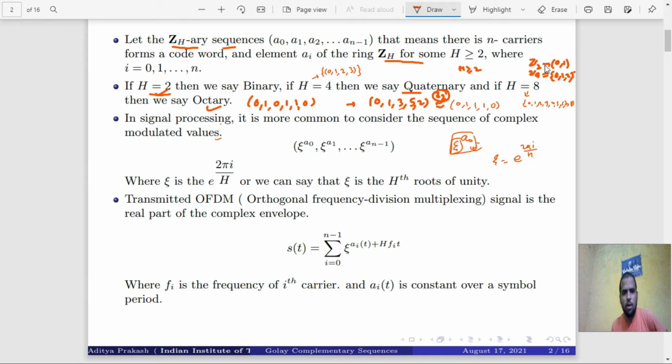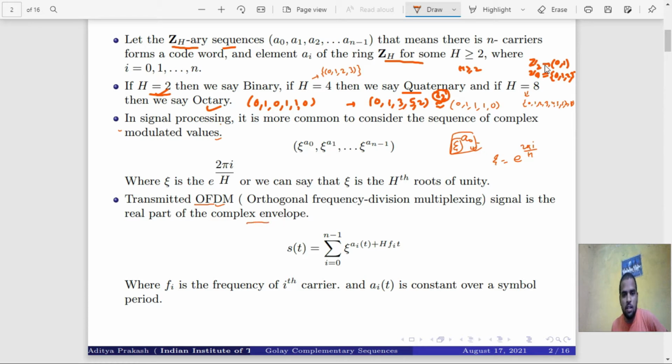Suppose j is defined as e to the power 2 pi i by h, and a0, a1 and so on, as already described, belong to ZH. If we take binary, it belongs to Z2, that means the two elements 0 and 1. Next, its application is in the transmitted OFDM, orthogonal frequency division multiplexing. That signal is the real part of the complex envelope.